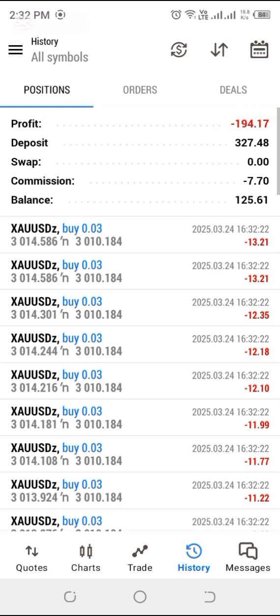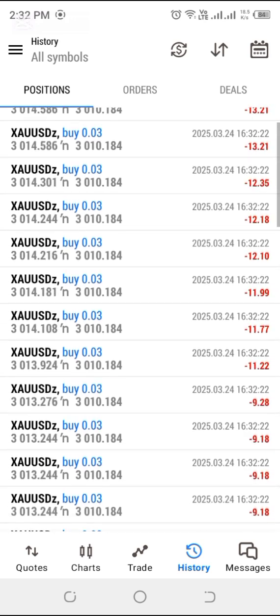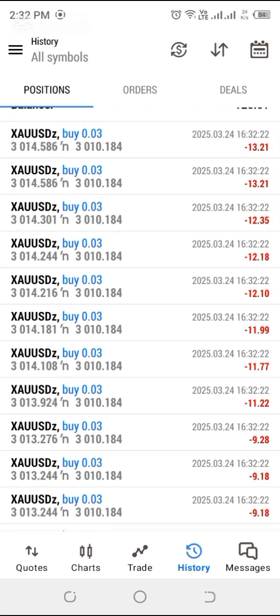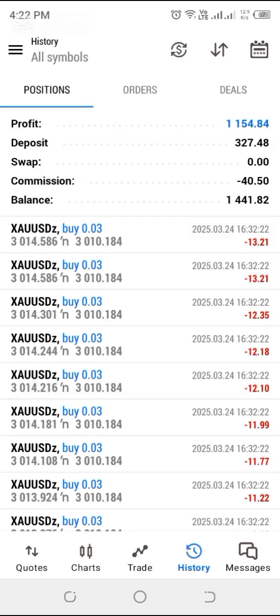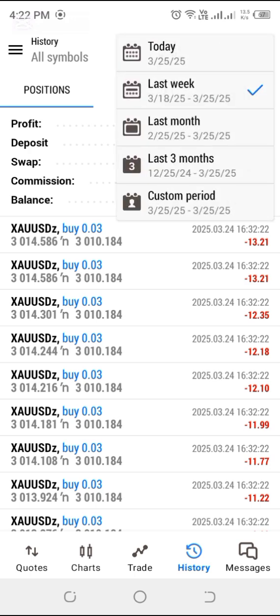Okay, so you can see the initial loss that I'm talking about. So the account was 327 and I remained with the balance of 116. I took the gold buy and ended up making some good profit. So I closed all the profit.